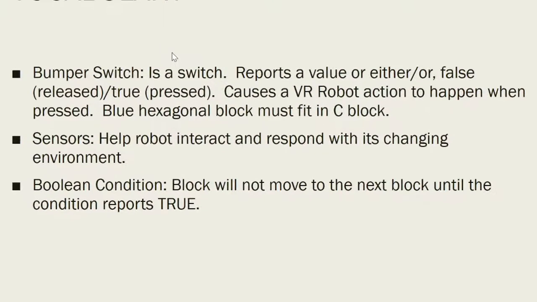The first one is bumper switch. This is, as the name implies, a switch. It reports a value of either or. So it could be either true or false. It could be pressed or released. It causes a VR robot action to happen when pressed. These blue hexagonal blocks must fit into the orange Control C blocks.